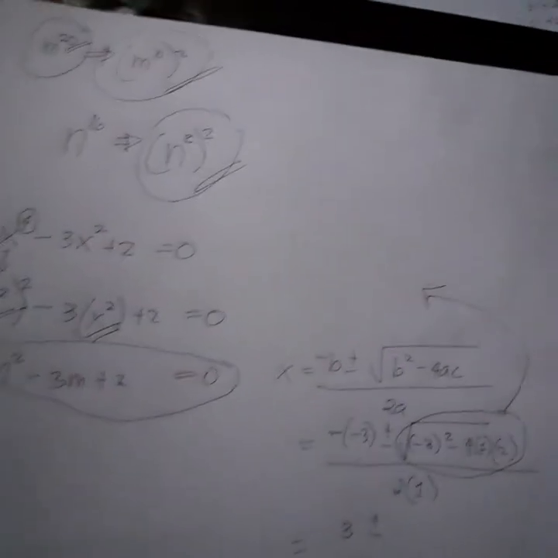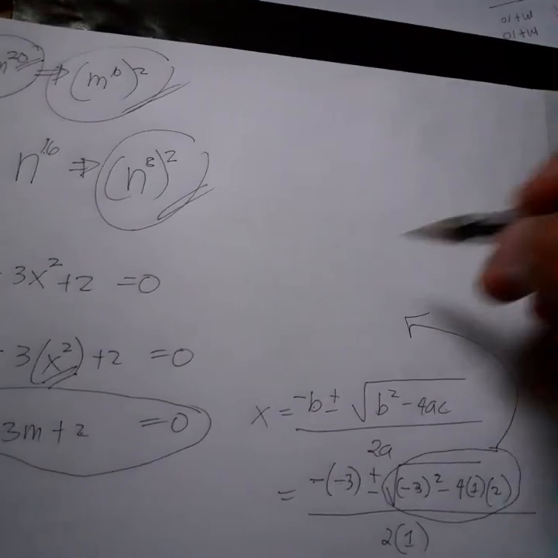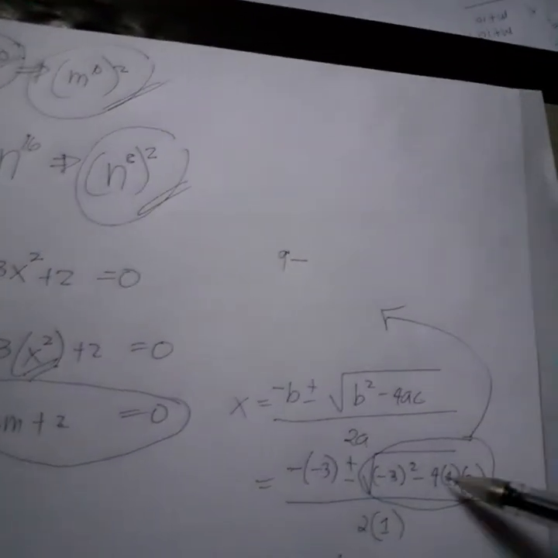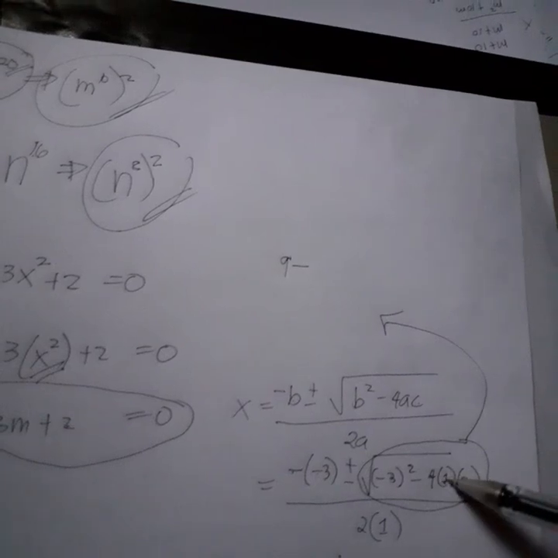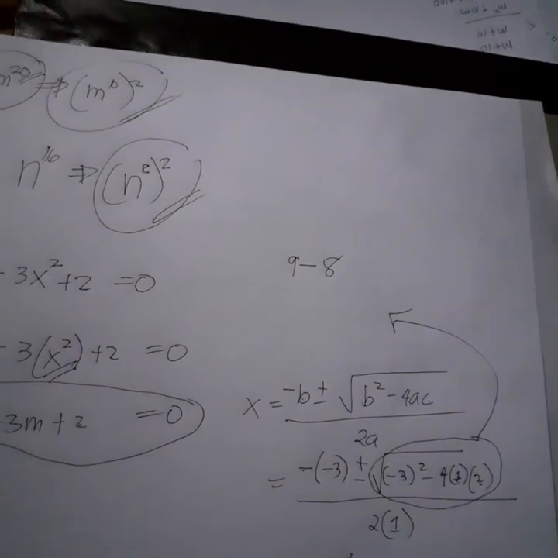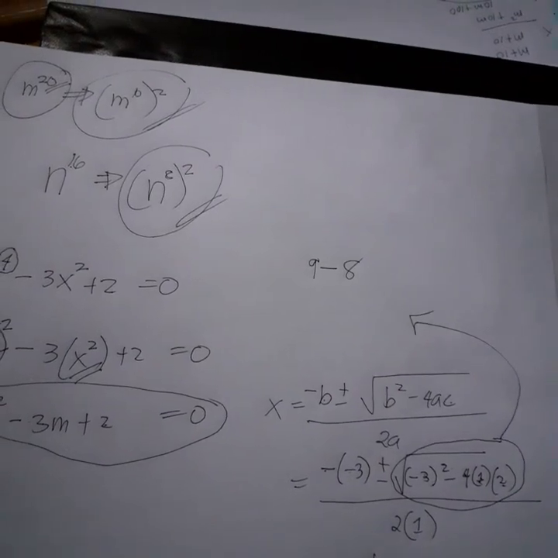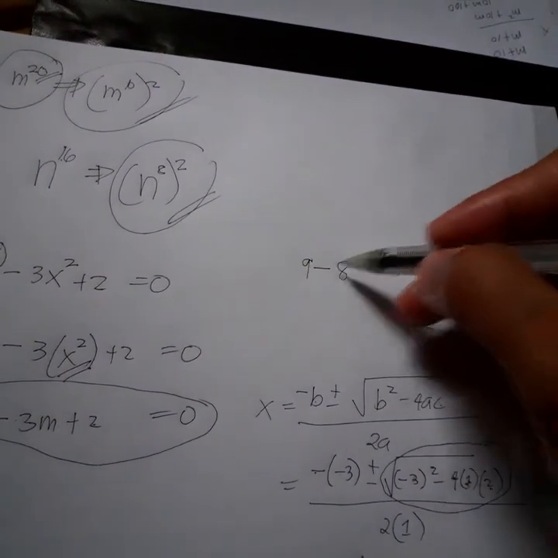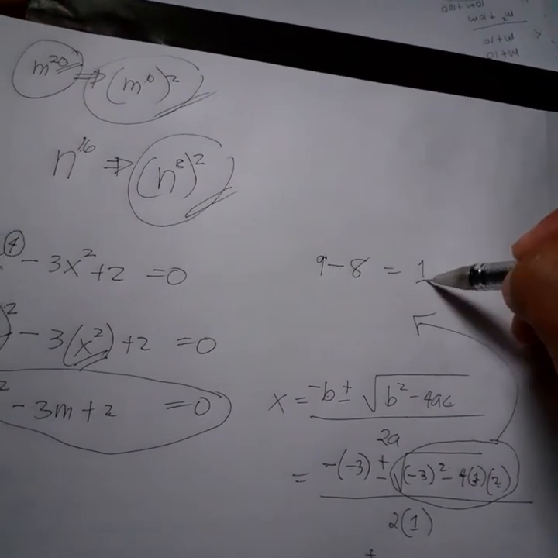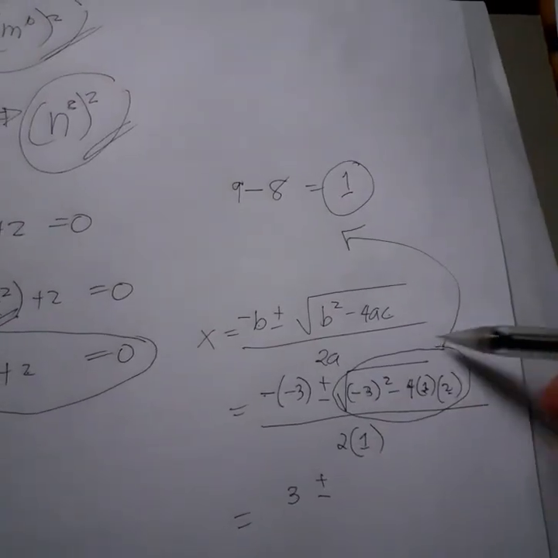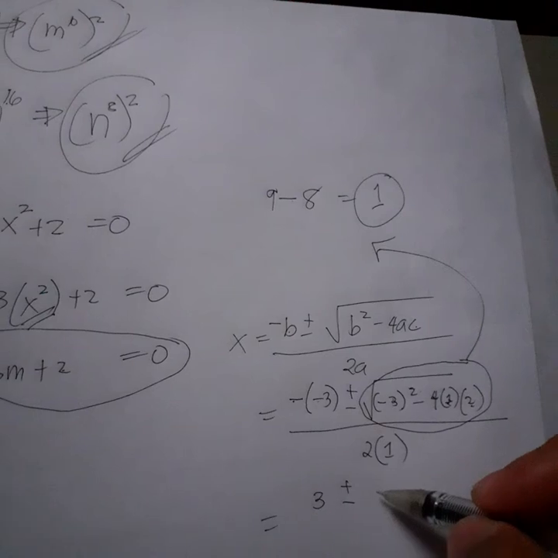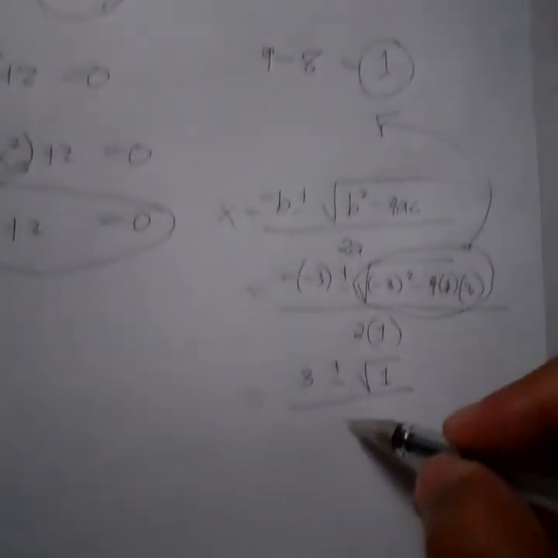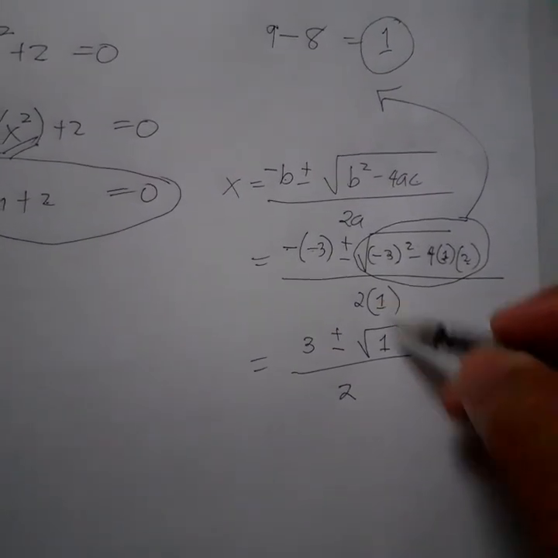Okay, let's try to solve. 3 times 3, 3 squared, we get 9. Then minus 4 times 1 times 2. 4 times 1 is 4, times 2 is 8. We get 8. Am I right? Yes, exactly. Then, 9 minus 8, we get 1. So the square root of 1, all over 2a. So we have 2, 2 times 1 is 2.